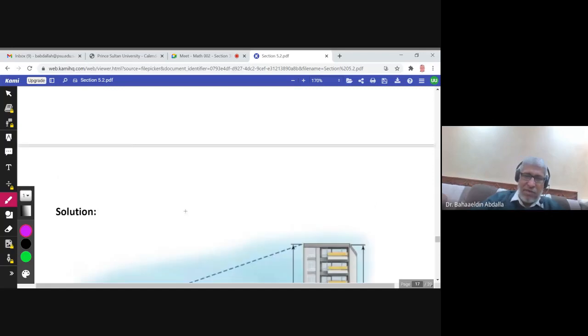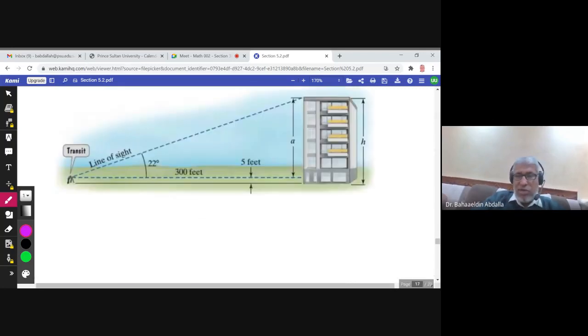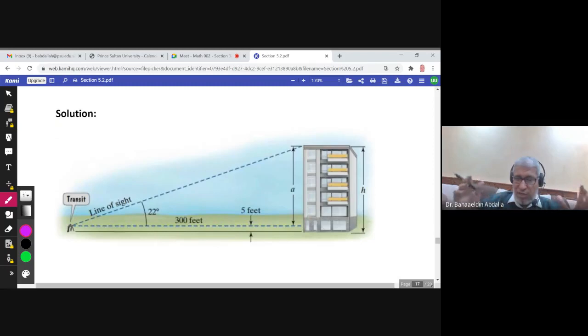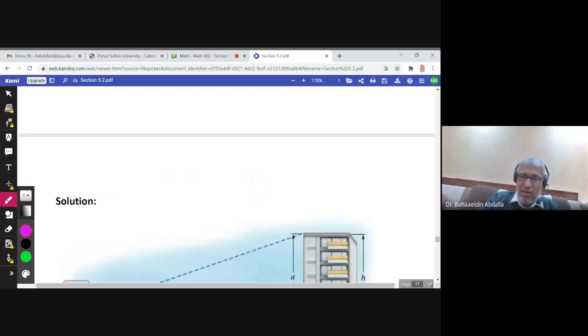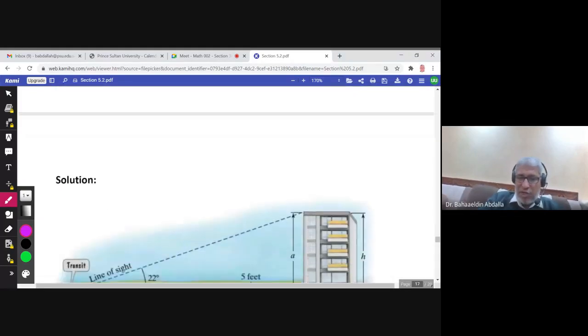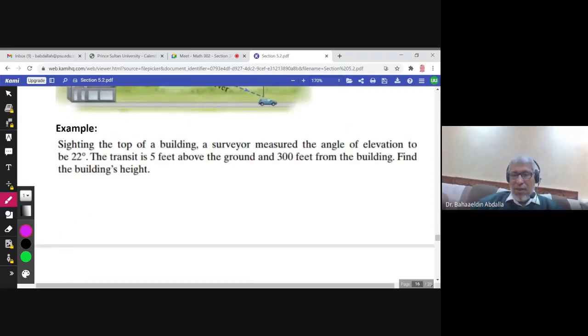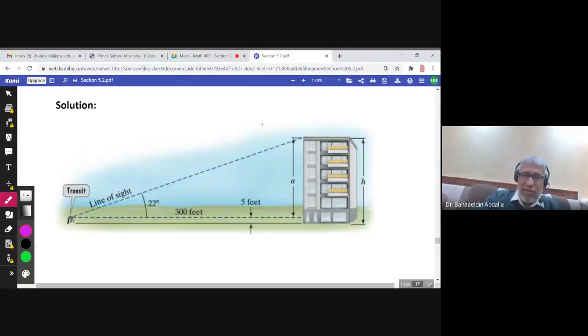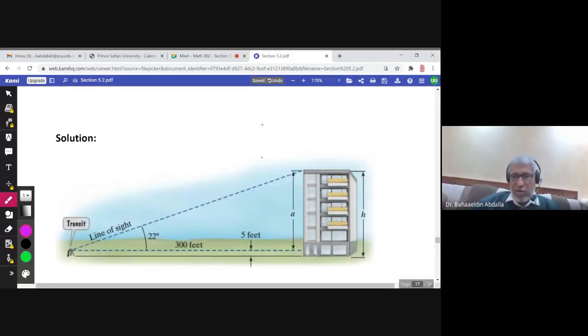What is the question? You need to understand the question carefully, read it once and twice. Try to sketch a graph. They may not bring a graph to you in the exam, so you need to visualize the problem, sketch a graph, and put the information on the graph. And then what is the question? Find the building's height. So we need to find the building's height, which you can call A. This height, you can call it A.